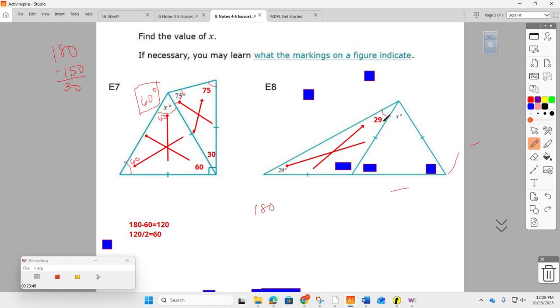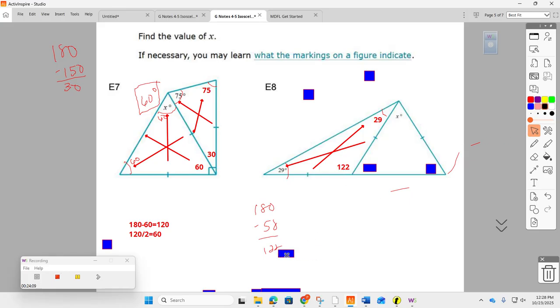So how are we going to find the measure of that angle? Devanshi? 180 minus 29 minus 29. So 29 and 29 is 58. So 180 minus 58 is 122. So we still don't know what x is, but we're making our way there, right?